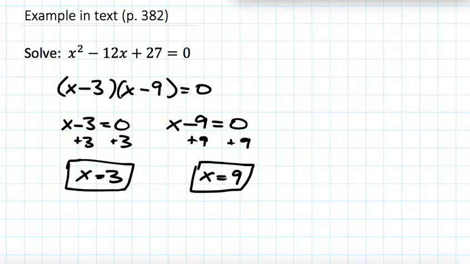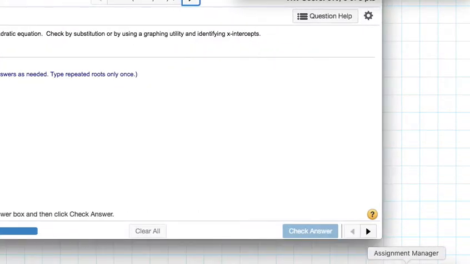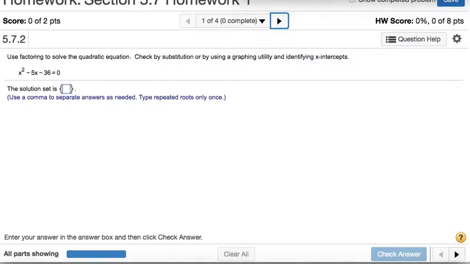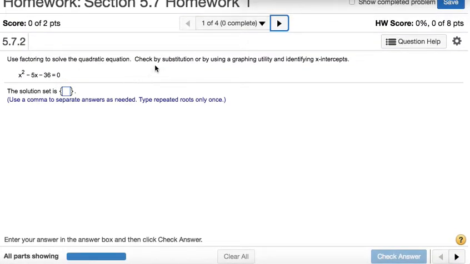Looking at entering these answers into the homework. The homework problems are going to look like this. It says use factoring to solve. You can check by substitution or using a graphing calculator and identifying x-intercepts, and the book goes into more detail on that. So when you're entering your answers, what's important is that it says use a comma to separate answers as needed. Type repeated roots only once, and we'll talk about that in a second.